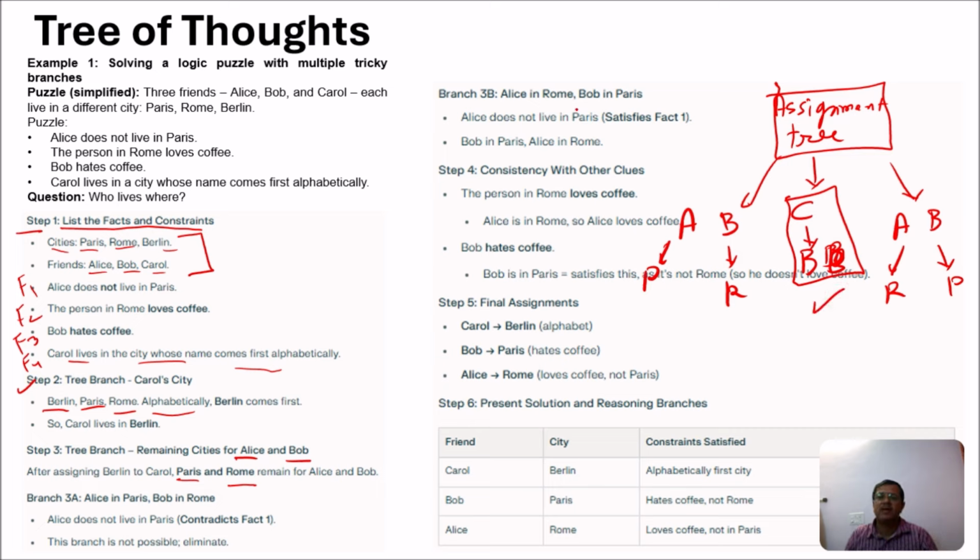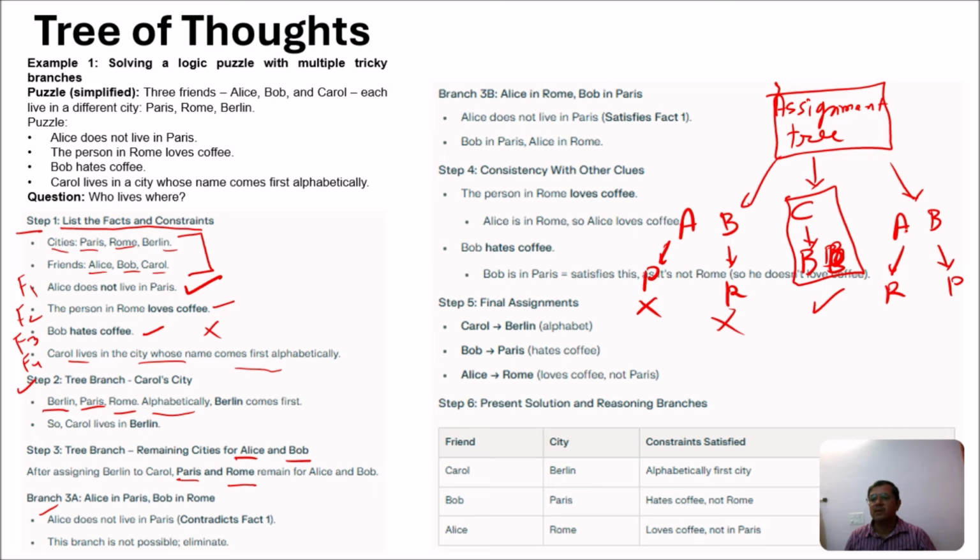Now we have to check these assignments. Alice does not live in Paris. It is fact 1. So according to this fact, this branch is not possible. Now, Bob lives in Rome. Is it possible or not? Bob hates coffee and the person in Rome loves coffee, so both contradict each other. So this branch is also not possible. So we will discard those branches.